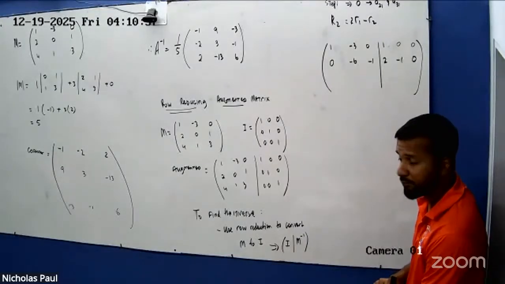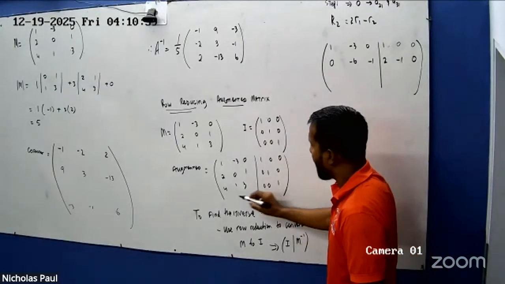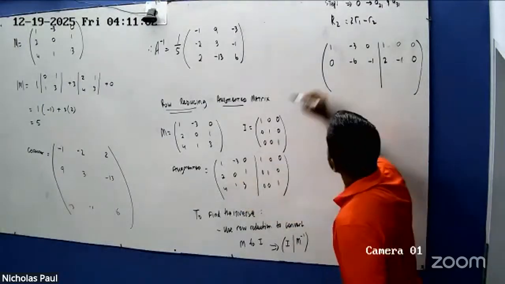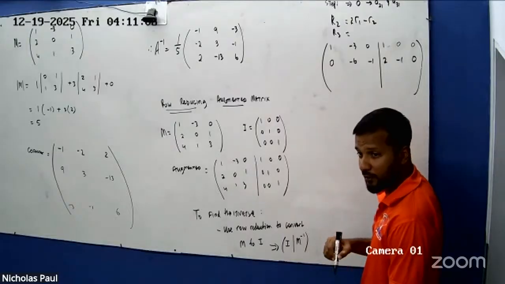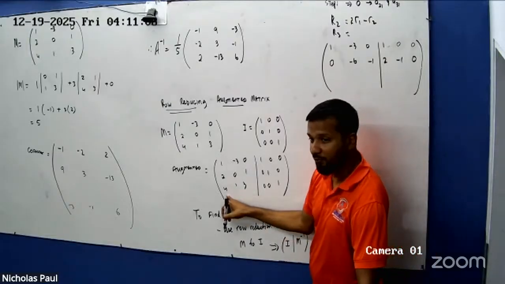Next one. I want to get a 0 here. So I want to get a 0 in row 3. What would I do to get a 0 here?